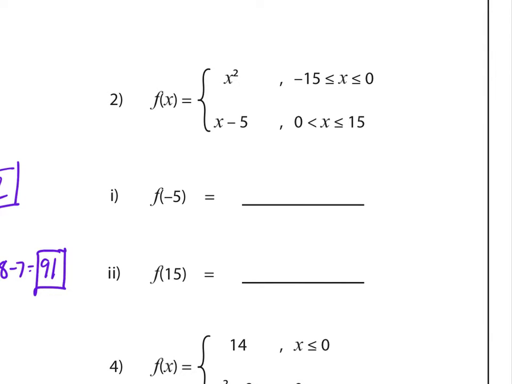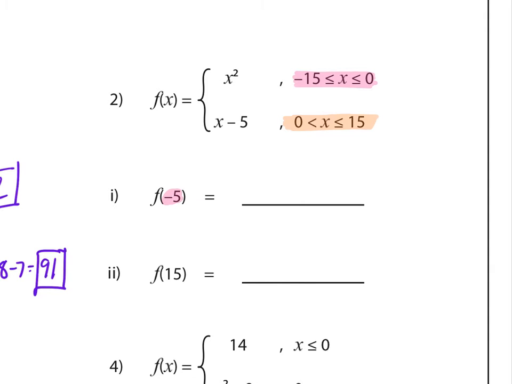I want to look at my domain. My domain says I'm looking for numbers. The first one is between 0 and -15, and the second one is between 0 and +15. So those are the x's I'm using. So my first x is -5. So -5, does it fall in between 0 and -15 or 0 and +15? Well, it's 0 and -15.